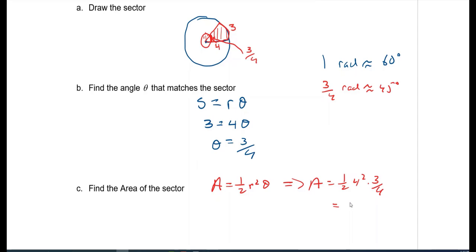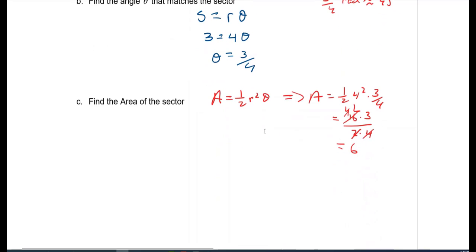Well, let's just write it all out here. You got a 16 on top, you got a 3 on top, you have a 2 on the bottom and a 4 on the bottom. So that gives me 4. So you get 12, and this gives me 2. So that's 6. So the area is 6 by the formula.